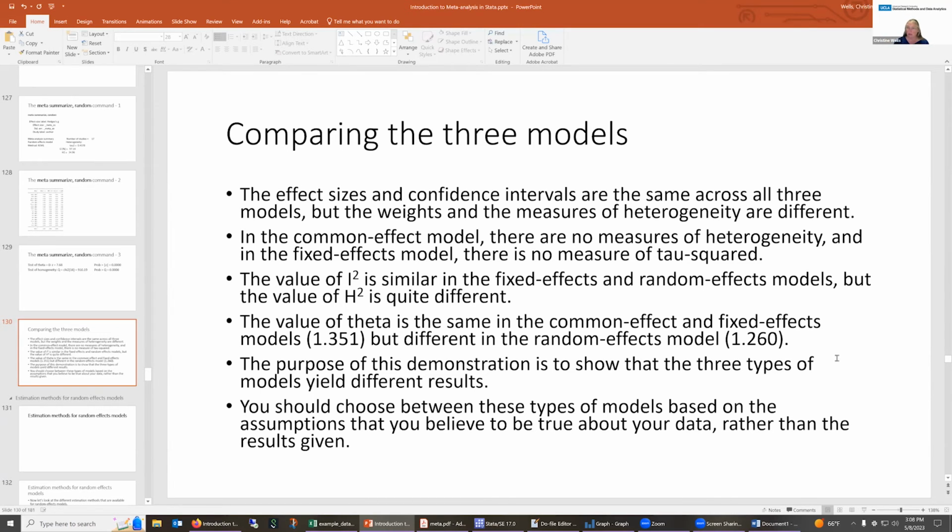In your fixed effects models, there's no measure of tau squared. The value of I squared is similar in the fixed effects and random effects models, but the value of H squared is quite different given the way H squared is defined. We're not surprised there. The value of theta is the same in the common effect and fixed effects models, 1.351, but it's different in our random effects models.